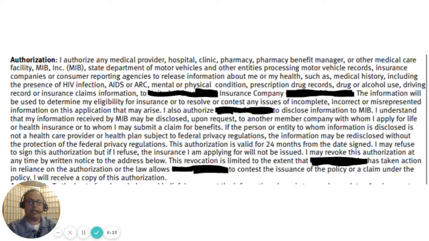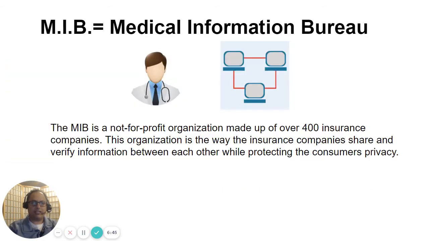Now you have the ability, well, two things. You have the ability after you give the okay, if you choose to give the okay, to revoke that okay. And this okay is standing if they have to do updates throughout the policy, if that's what they wind up doing. This approval is good for 24 months. But let's just get into this for a minute, just so you understand what the MIB is. So the MIB is a not-for-profit organization that is made up of over 400 insurance companies.